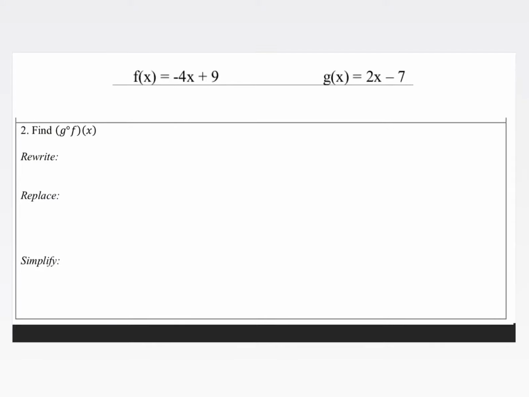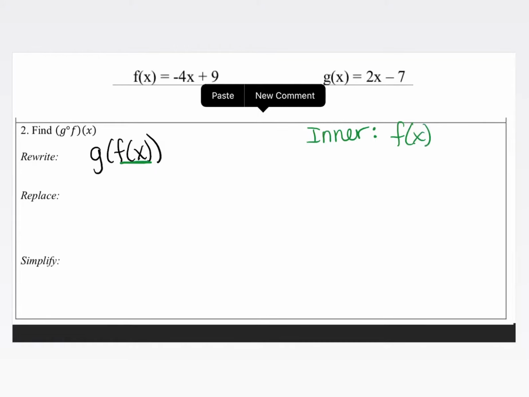Let's move on to another example. Here we have the same two functions, but instead of f of g of x, we're going to find g of f of x. So first let's rewrite this. And instead of g of x being my inner function, my inner function here is f of x. My outer function is g of x.